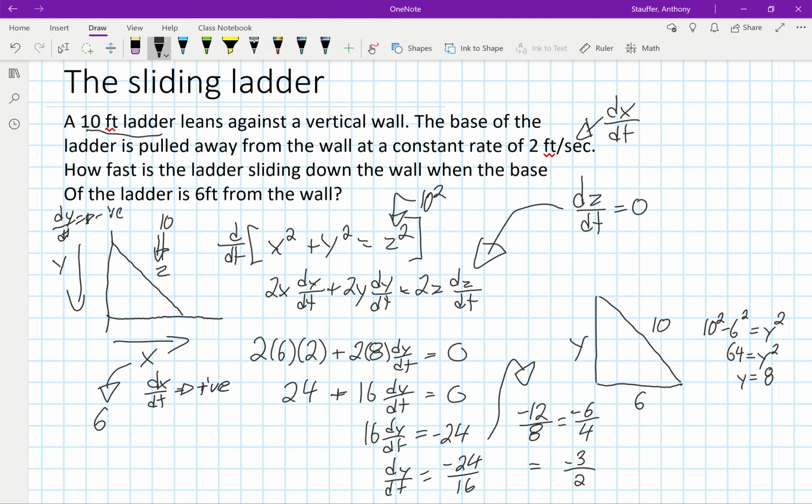So going to my super cool other color, I circle my answer here, and we see that it's equal to negative 3 over 2.